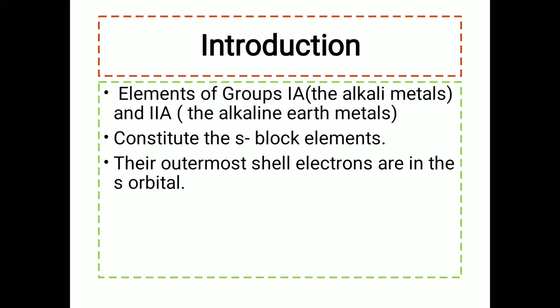Now first of all we will study the introduction of the group 1 and group 2 elements. The elements of group 1A are known as the alkali metals, and group 2 are known as the alkaline earth metals. They constitute the s-block elements. That means the s-block has two groups, group 1 and group 2, where group 1 are the alkali metals and group 2 constitute the alkaline earth metals. Their outermost shell electrons are present in the s orbital. That means the electrons in the outermost shell are present in the s orbital.